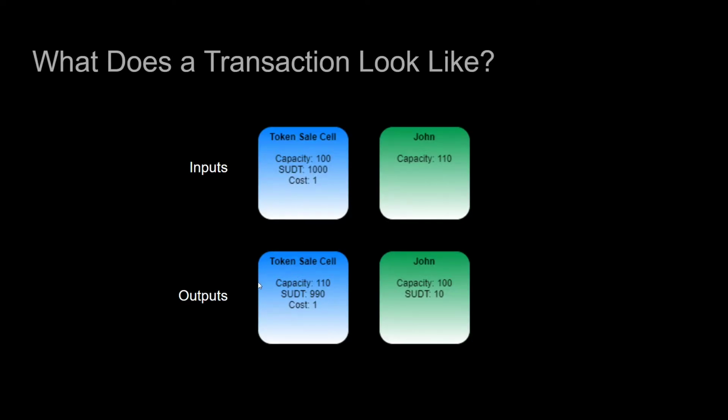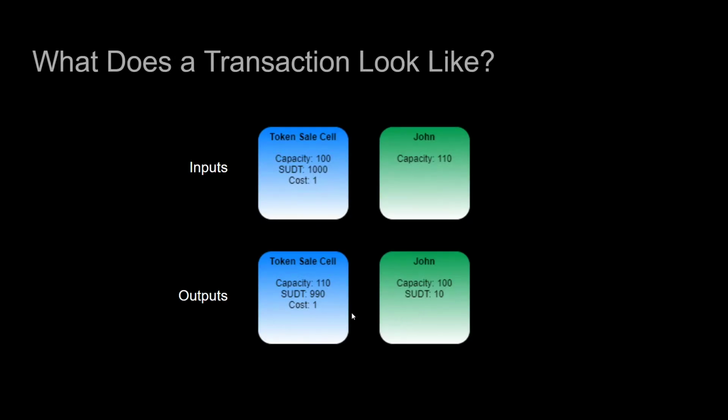And if you look at the outputs, you can actually see what happened here. See, John's capacity went from 110 to 100, while the capacity of the token sale cell went from 100 to 110. And then the SUDT tokens went from 1000 to 990, and John gained 10 SUDT tokens.